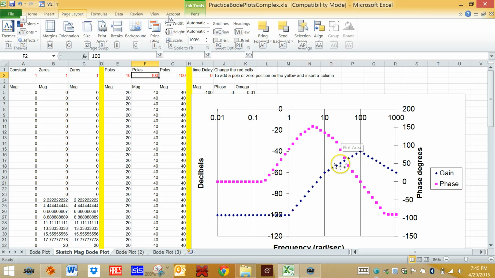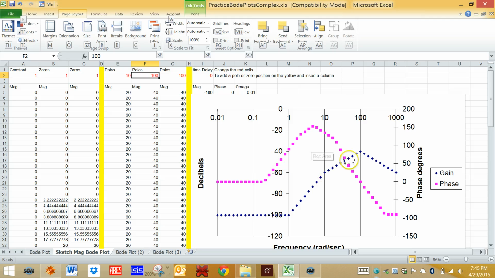That's something in the denominator. Slope went down. It's a denominator term. What is the denominator term? It's S plus 10 because the change in the slope occurred at 10. So I know that the pole is S plus 10. Did I pass 1 or did I pass 2? I only passed 1 because the slope only changed by 20.